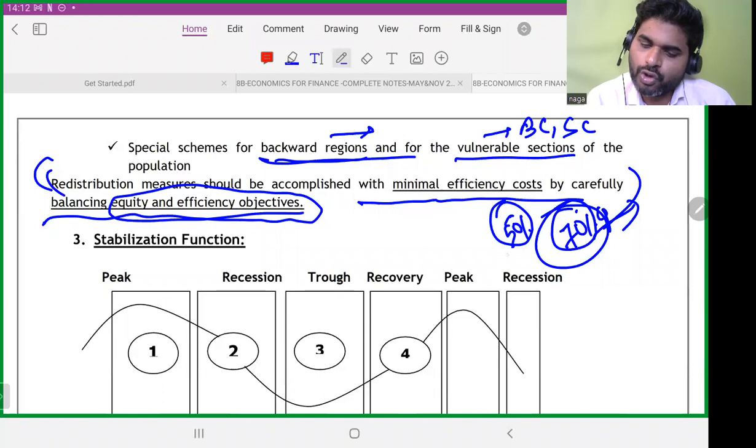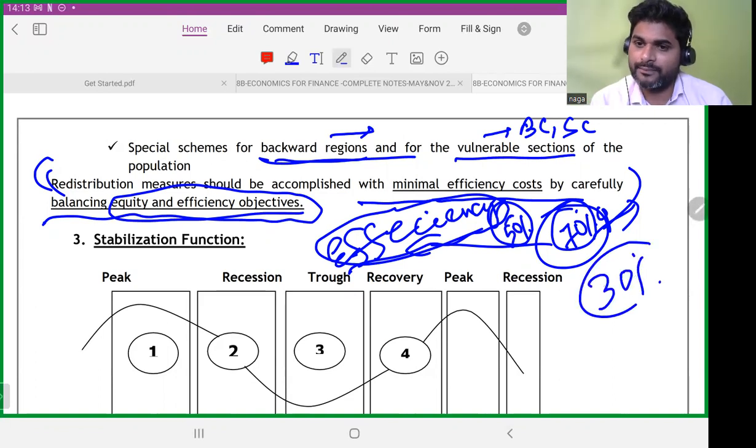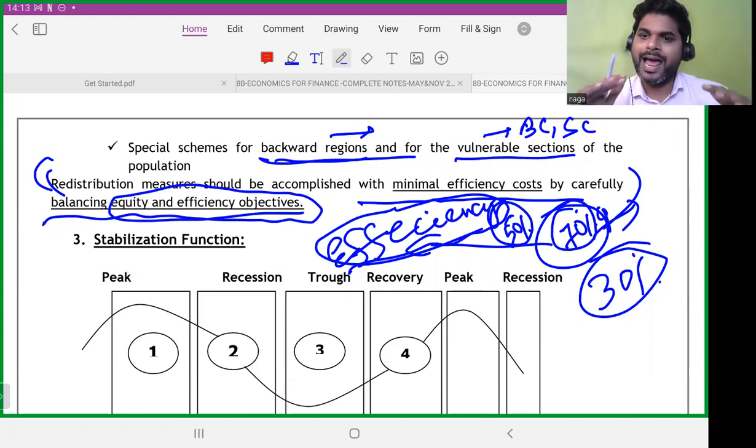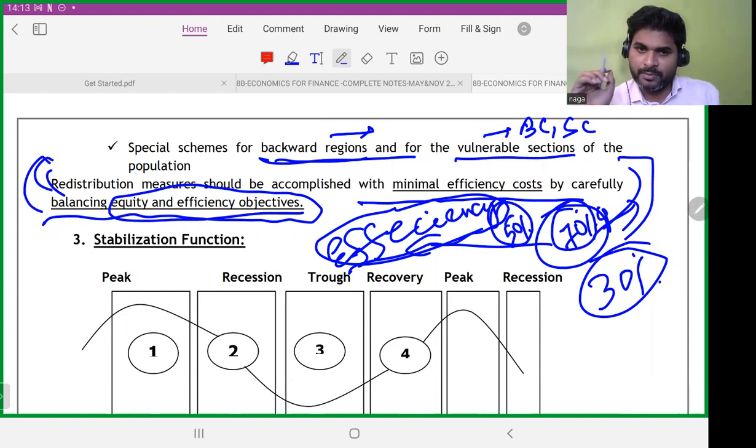Here, what is the government compromising? Efficiency. The government is doing this redistribution at the cost of efficiency, but that cost should be minimal. You can't take someone who's getting a 30% score, right? So redistribution measures can be accomplished with minimal efficiency costs by carefully balancing equity, giving extra opportunities for people who are low, and ensuring efficiency. These two are really important. Balancing this is the biggest challenge for the government.